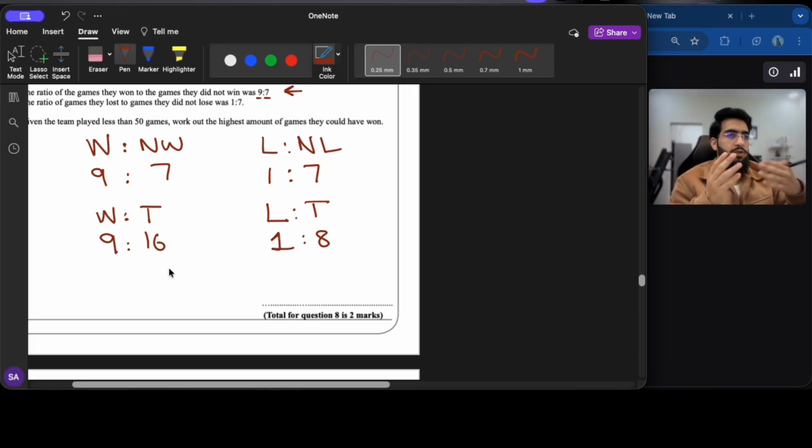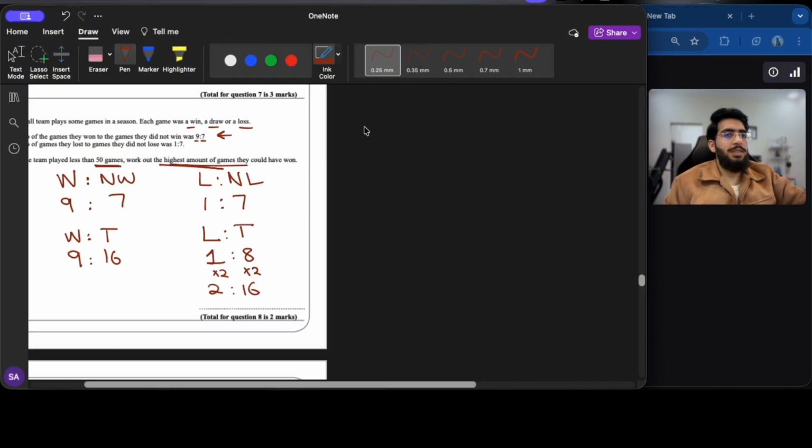Okay, now in order to make a relationship between winning, total, and losing, we make sure the total value is the same. So in order to do that, I can just times 2 over here. I have to do the same thing over here as well. So it will become win ratio total ratio lose, that would just be 9 ratio 16 ratio 2.